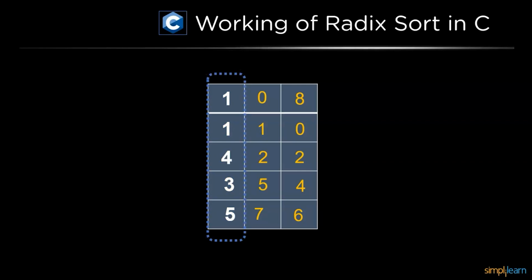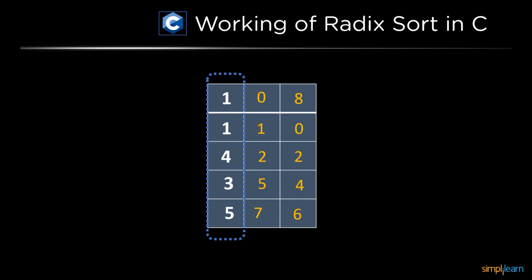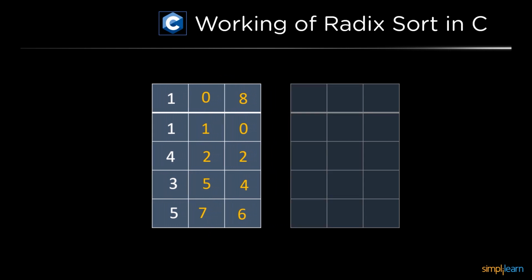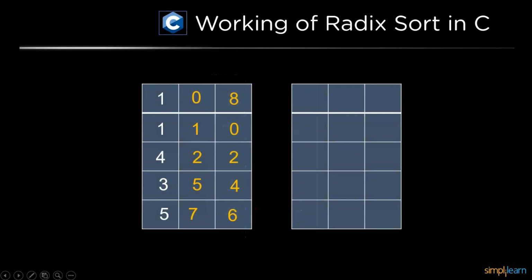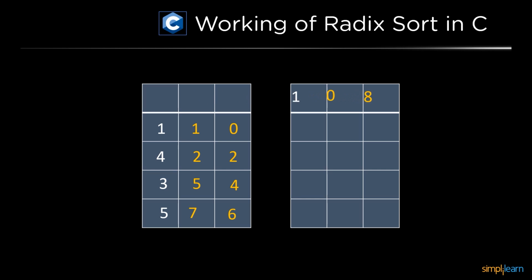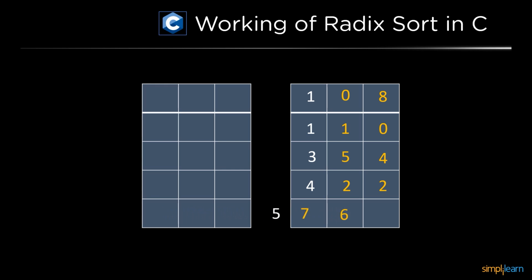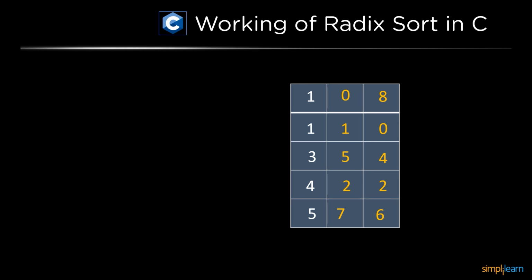Similarly, let's move on to the most significant bit. So, let's place the least digit first, which is digit 1. So, followed by that, we have another 1. So, let's move that next. Then, the next least digit is 3. Followed by 3, we have 4. And then, 5. Finally, the elements are sorted in the right order.